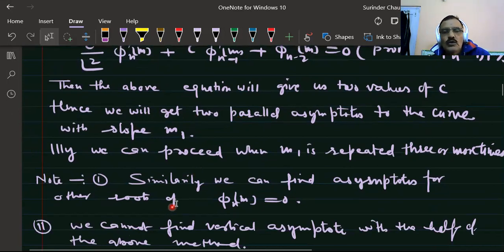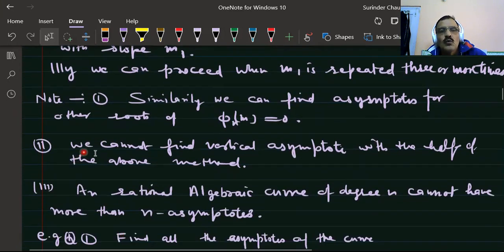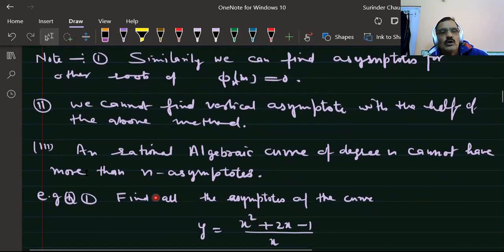Note: similarly, we can find the asymptotes for the other values of m, that is m1, m2, and m3. We cannot find vertical asymptotes with the help of the above method, because the slope of a vertical asymptote is infinity, so we don't get a value of c. We can find a horizontal asymptote by this method, but we can't find a vertical asymptote.